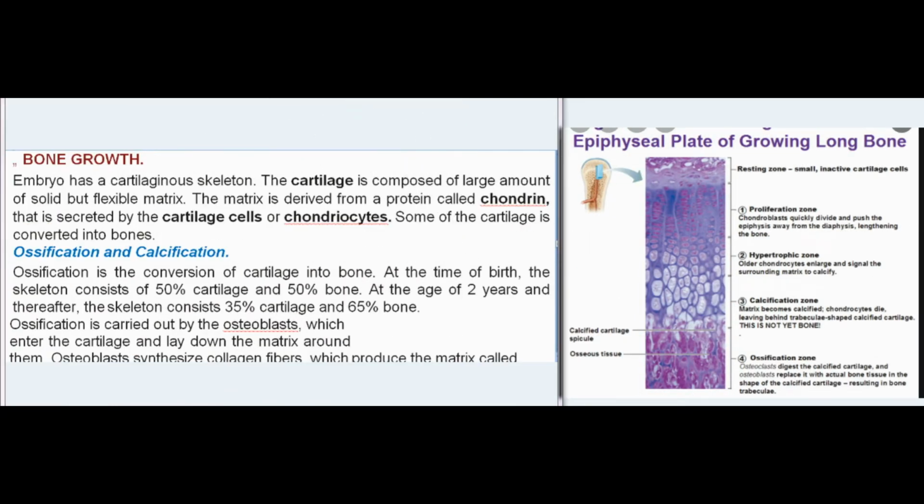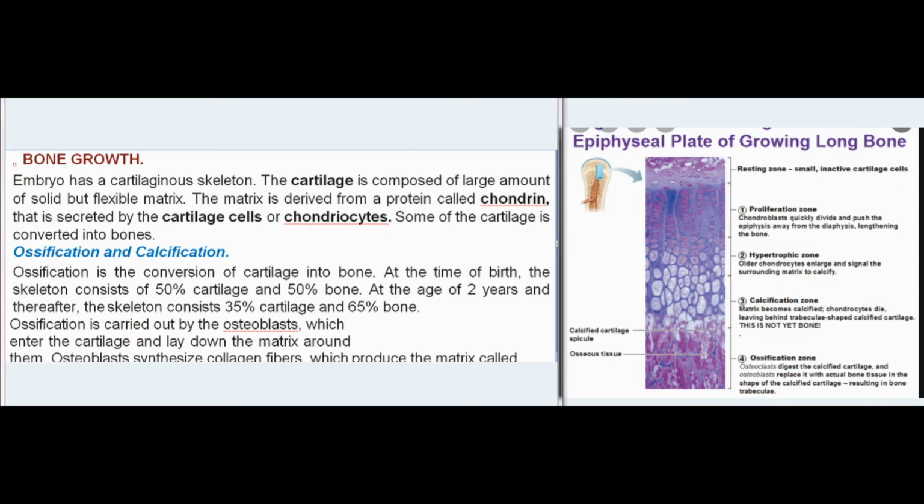Bone growth. The embryo has a cartilaginous skeleton. The cartilage is composed of a large amount of solid but flexible matrix. The matrix is derived from a protein called chondrin, that is secreted by the cartilage cells or chondrocytes. Some of the cartilage is converted into bones.